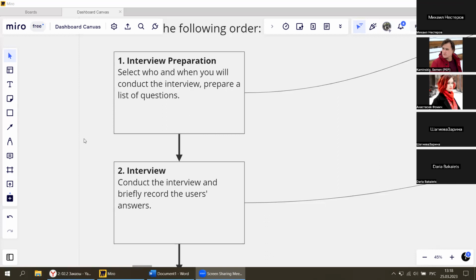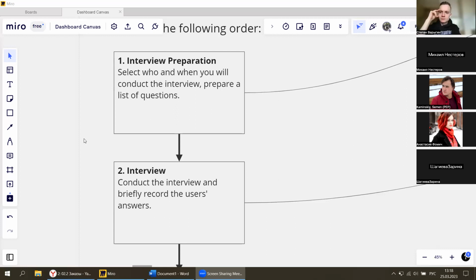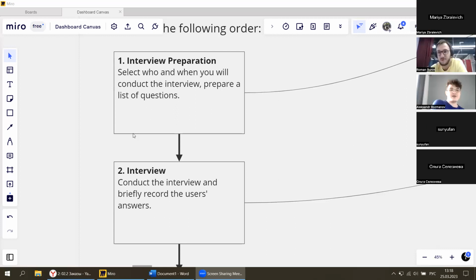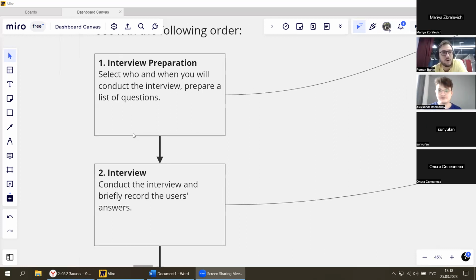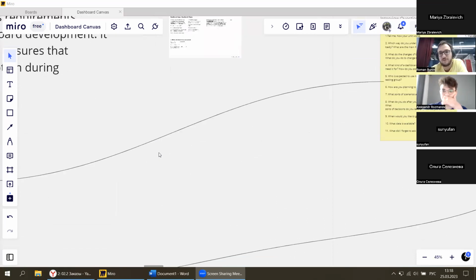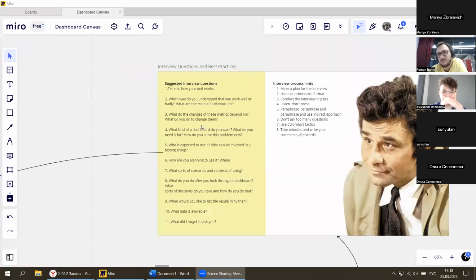So first of all, the first step is to prepare for this interview and to conduct the interview. And today we are going to mock up this interview. You are all going to try to ask me. I'm going to be your business user, and you're going to ask me what I need, and we will try to make a mockup. So the first step is to prepare and conduct the interview, and these are really simple steps.